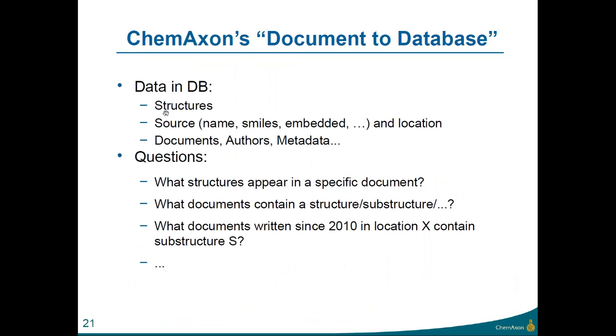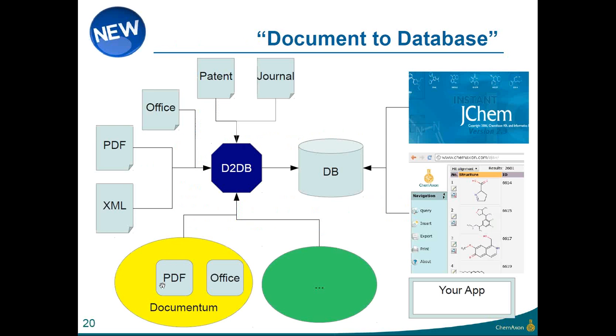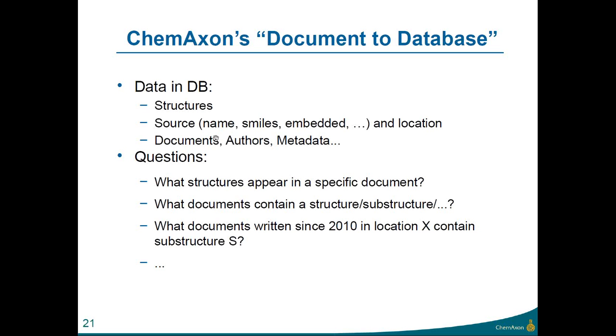So what do we store in the database? We store structures, which include the source, whether it's the name, the SMILES, etc., all the metadata I showed before that document to structure returns, and also more metadata linked to the documents. For instance, as I mentioned, we can support Documentum. So in Documentum, there is data that we can use, and all this can be configured.